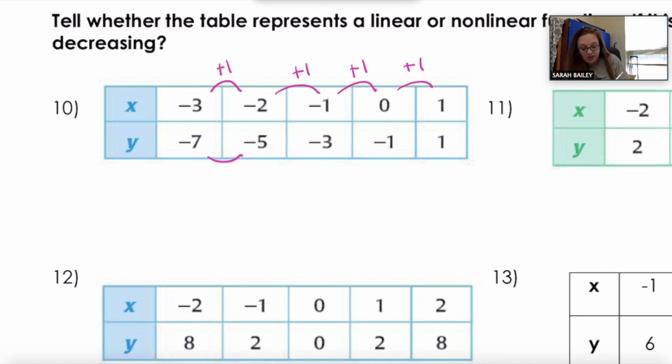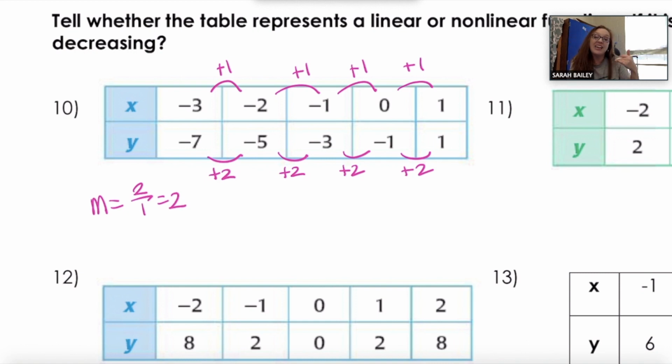From -7 to -5, I've added 2. From -5 to -3, I've added 2. From -3 to -1, I've added 2. And from -1 to +1, I've added 2. So no matter which way I take it, I'm going to have a slope of 2 over 1, right? So my slope is 2 over 1, or just 2. So it has a constant rate of change. So we're going to say that this is linear. And is it increasing or decreasing? We know the slope is positive 2, so we would say it is increasing.